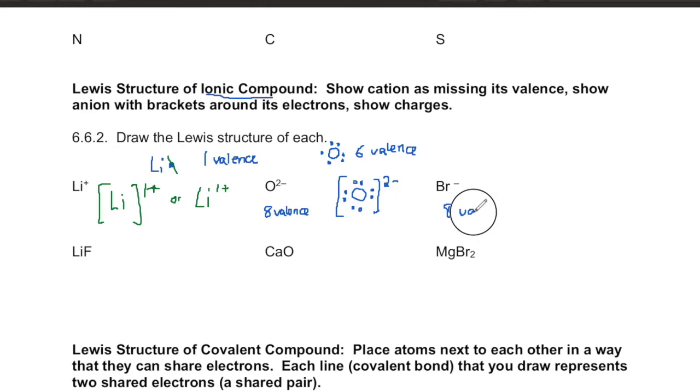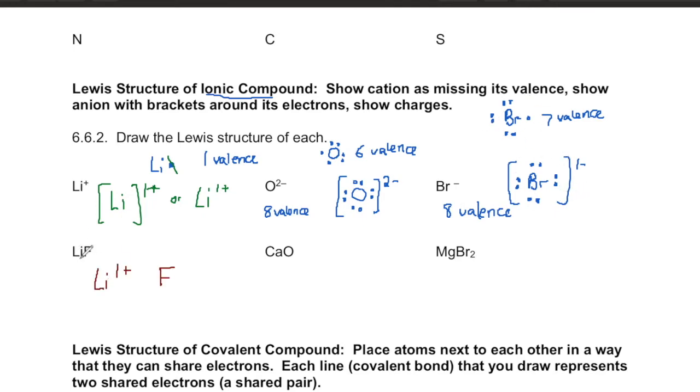So bromine with a negative charge would also have 8 valence electrons, bromide ion that is. So bromide ion would look like this with the 8 valence electrons. Bromine without a charge would have 7 valence. So here is bromine with 7 valence and with no charge, and here is the bromide ion.